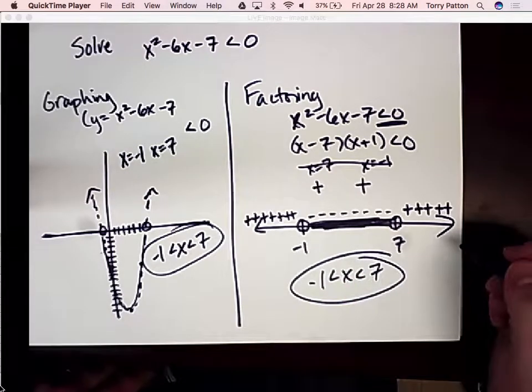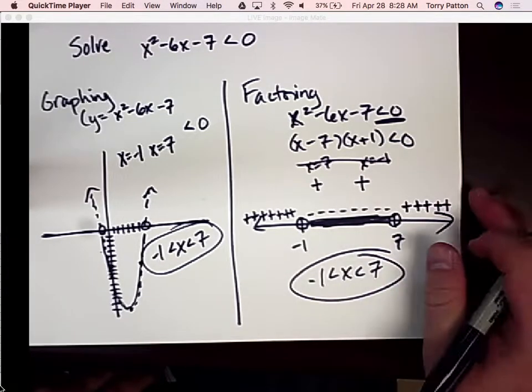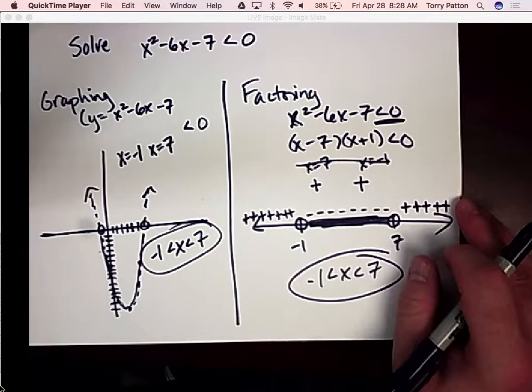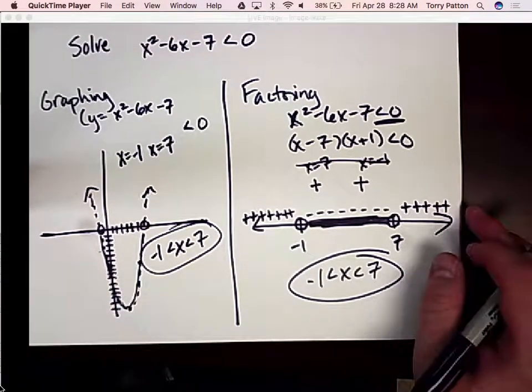You said you like graphing better? I like factoring better. Yeah, I like that.